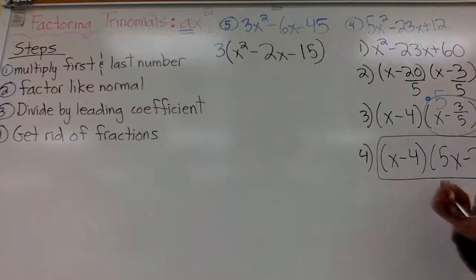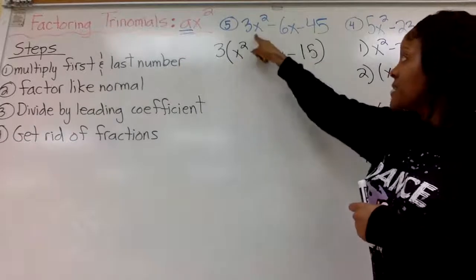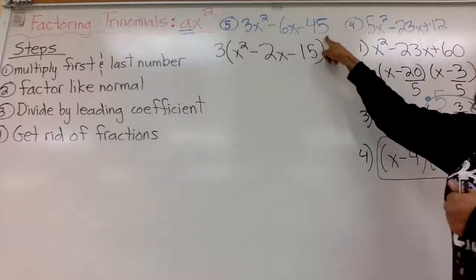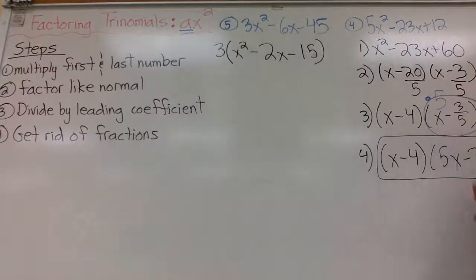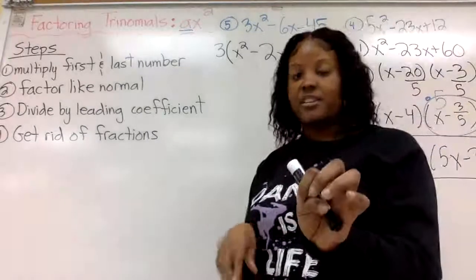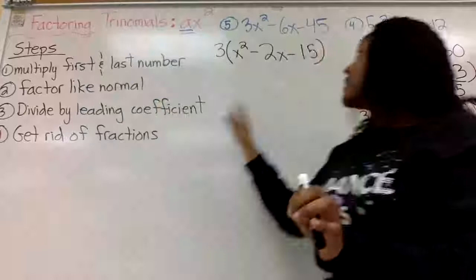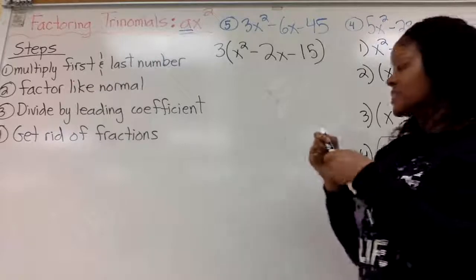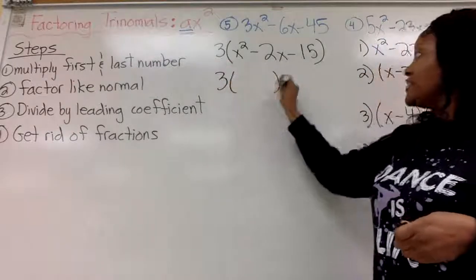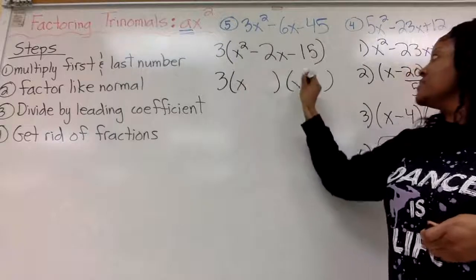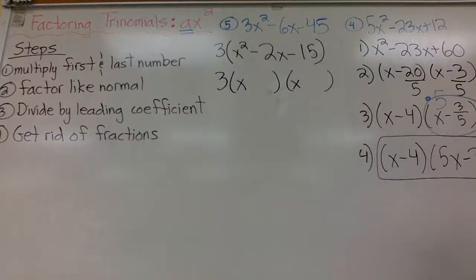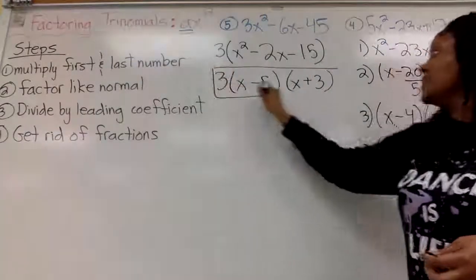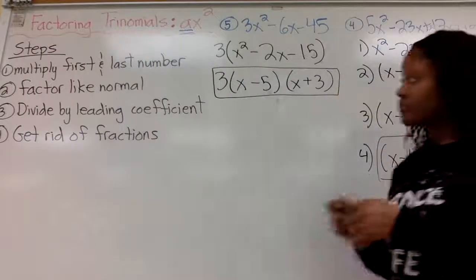So we took out the greatest common factor. 3 times x squared gives me that back. 3 times negative 2x gives me that back. 3 times negative 15 gives me that back. Now, with the other 4 problems that we did, they did not have a greatest common factor. So we went ahead and jumped into our 4 steps. This one had a greatest common factor, so that should be your first step. And it's going to make your life easier because now I can factor like normal. 2 numbers that multiply to give me negative 15 and add to give me negative 2. And ta-da, we are finished with this problem.